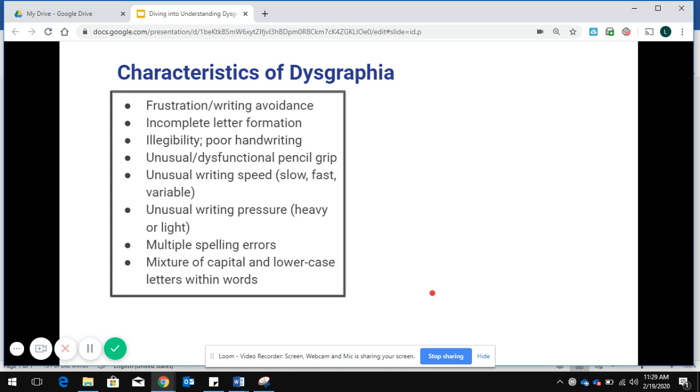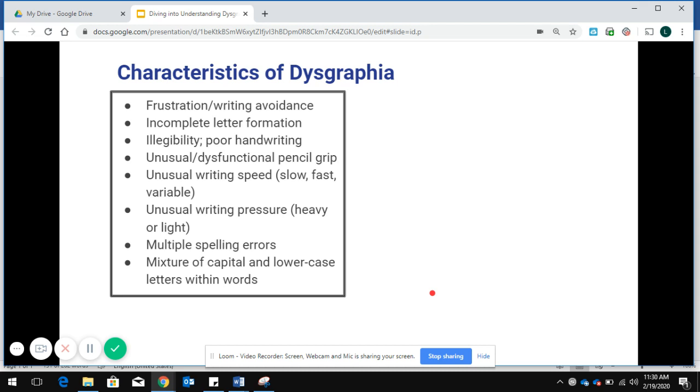Students are going to demonstrate frustration or writing avoidance. We're going to see incomplete letter formation, illegibility or poor handwriting. We are not talking only about messy or sloppy handwriting. We are talking about quality of handwriting, letter formation. We can see students that are able to form their letters appropriately, but it takes them a lot of time to form the letter. So definitely, messy or sloppy handwriting could be one of the characteristics associated with dysgraphia, but it's not the only characteristic. It's not the gold standard for dysgraphia.